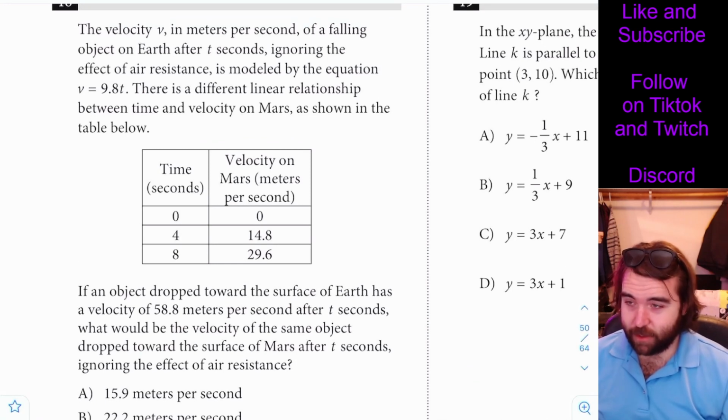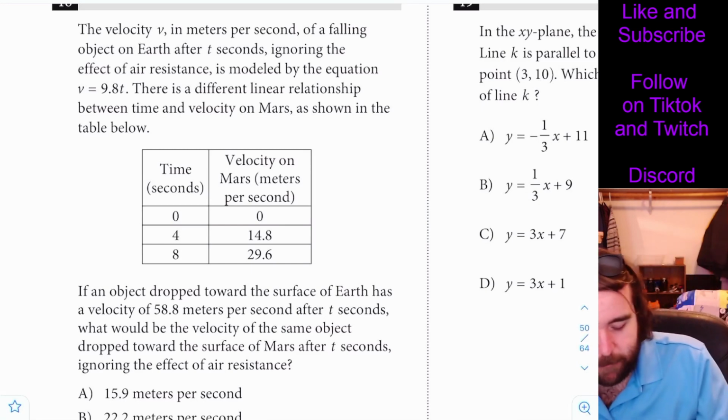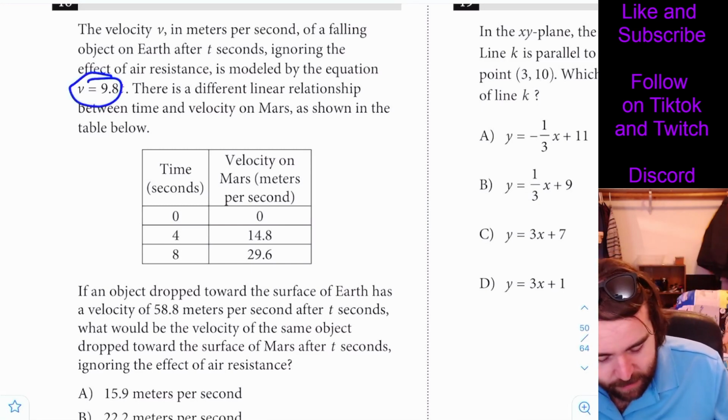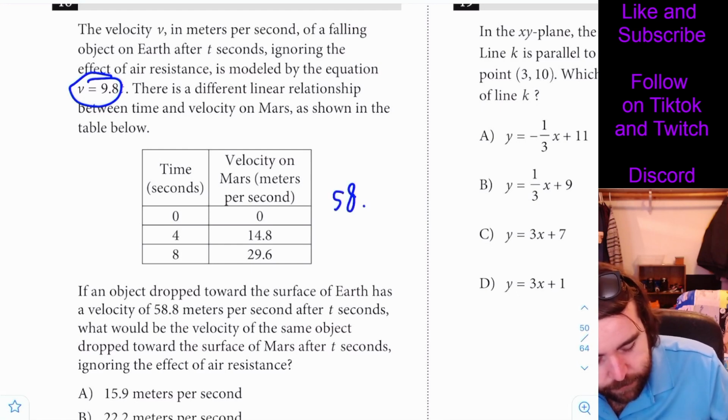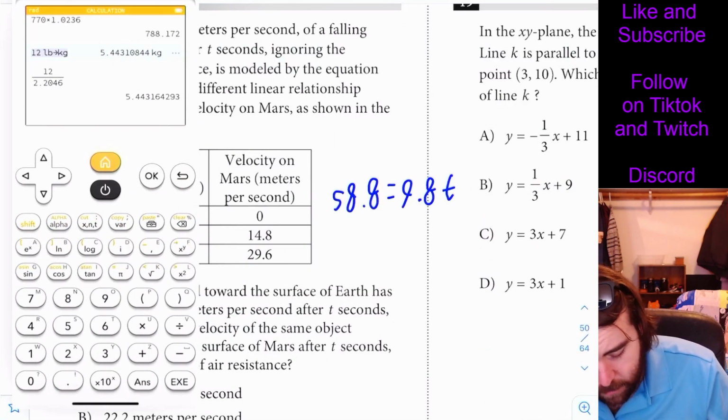Okay. So we're going to start out by finding the time, I think. We're going to say, we know this equation right here. They tell us the velocity is 58.8. And we know that that equals 9.8 times t. So now we know if we want to find t, we should simply just do 58.8 divided by 9.